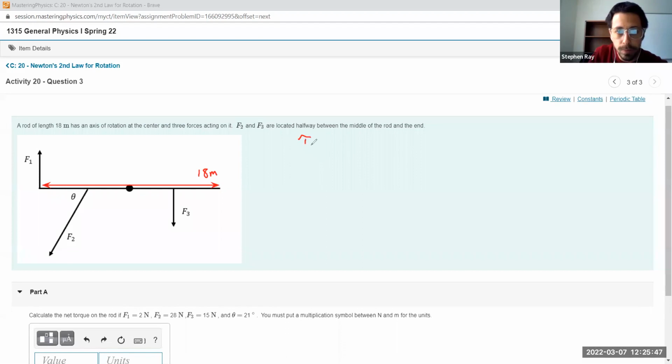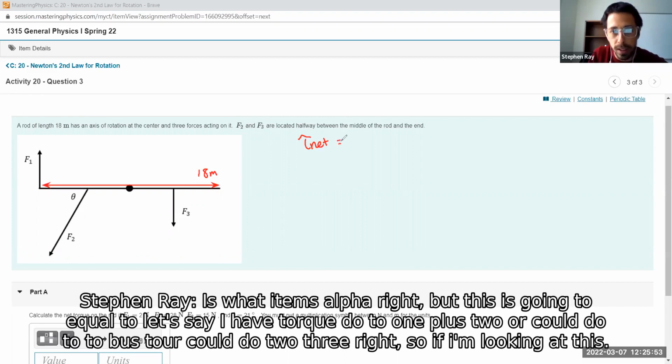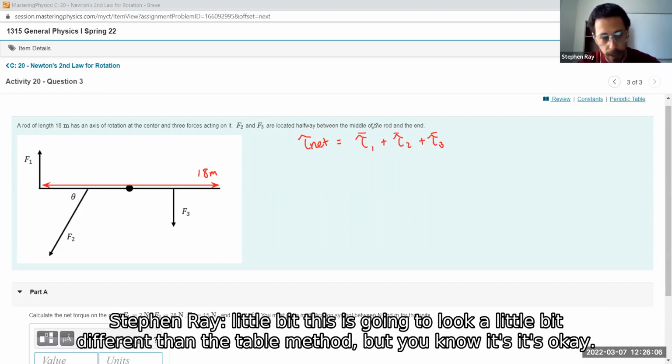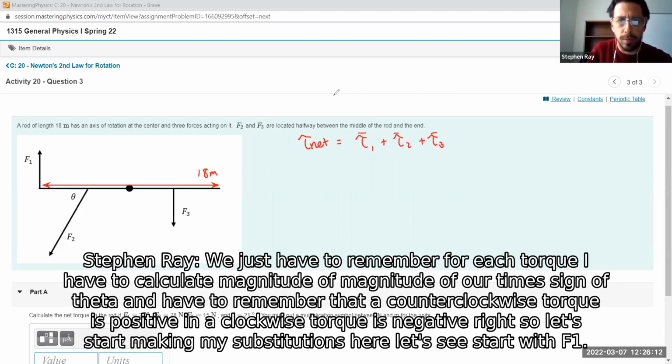My net torque is equal to I times alpha, right? But this is going to equal, well, let's say I have torque due to 1 plus torque due to 2 plus torque due to 3, right? So this is going to look a little bit different than the table method, but it's okay. We just have to remember for each torque, I have to calculate magnitude of F, magnitude of R times sine of theta. And I have to remember that a counterclockwise torque is positive and a clockwise torque is negative, right?